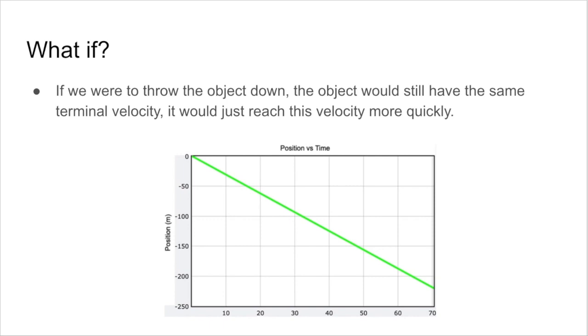What if we were to throw the object down instead of just simply dropping it? Well, if we were to throw the object down, the object would still have the same terminal velocity. It would just reach this velocity more quickly. This graph looks similar to the one on the previous slide. However, it started with an initial velocity of negative 10 meters per second.